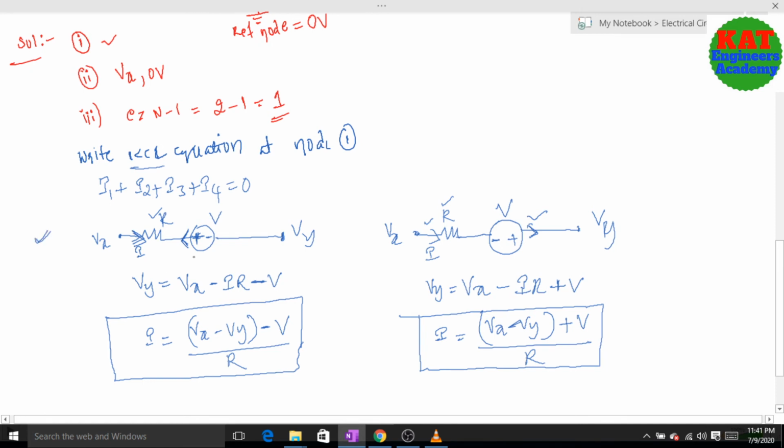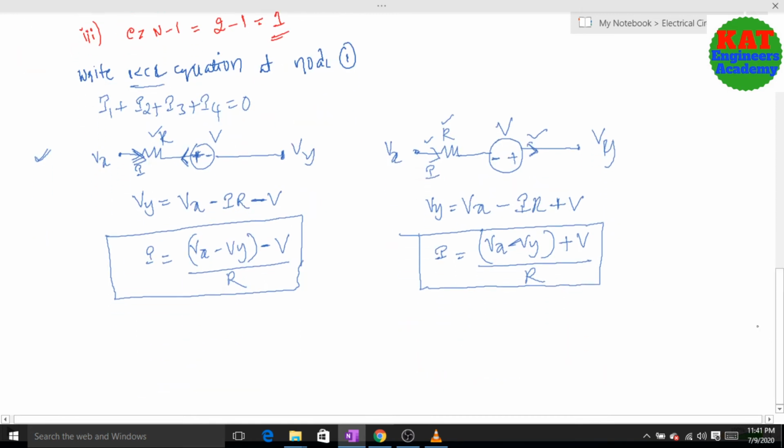Don't forget, listen one more time, remember it, and then apply the equations. It is very, very important for nodal analysis. Don't get confused. Next, the equation is already given. What is the KCL equation? I1 plus I2 plus I3 plus I4 equals 0.